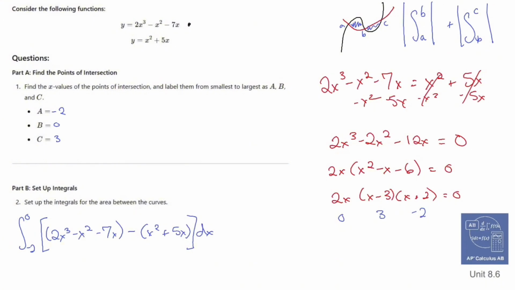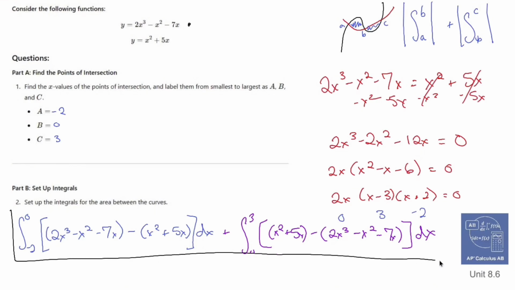And then on top of that, we're going to add the next integral, which is going to be integrating from 0 to 3, and if this picture is accurate, we've got the parabola on top this time. So we're going to do x squared plus 5x minus parentheses 2x cubed minus x squared minus 7x, close it, bracket it, dx. Now it looks like for this problem all we need to worry about is just the setup and not actually doing the problem.